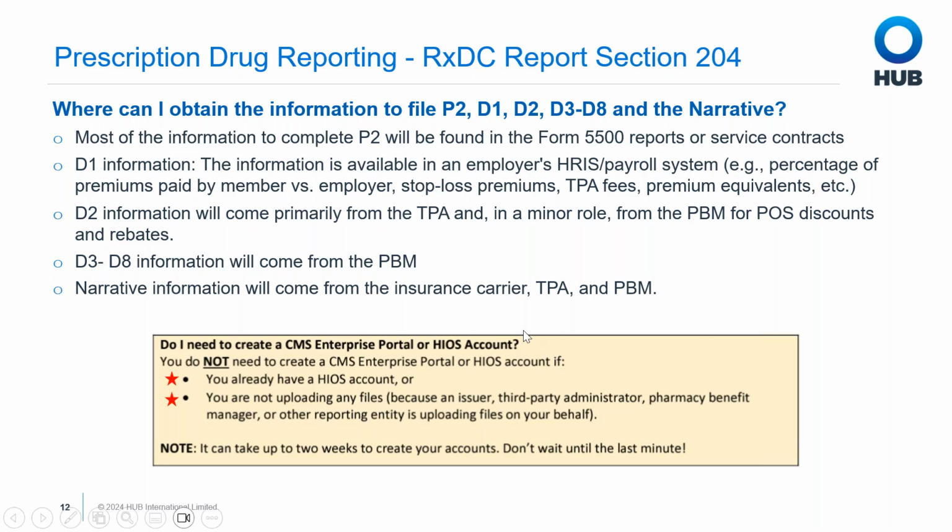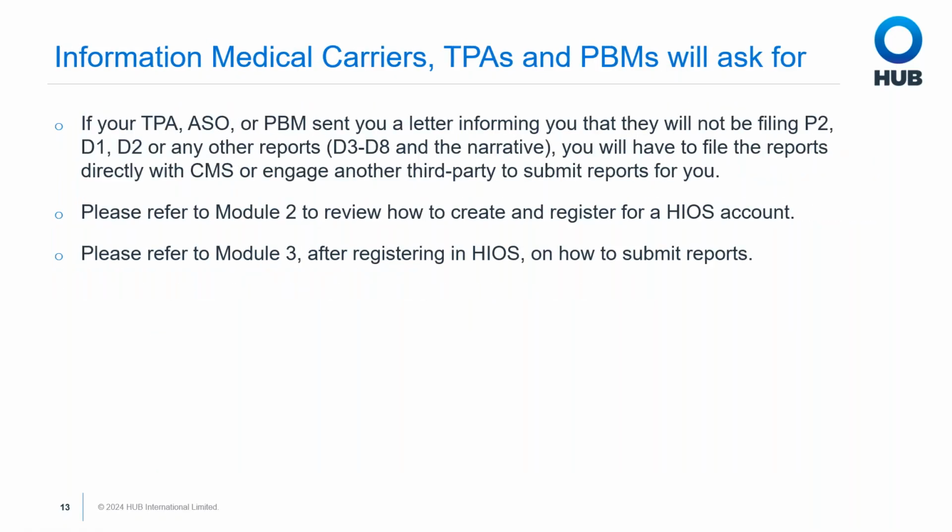Now, if you've determined that you are required to file, please note that it will take up to 2 weeks to get your HIOS registration. So please do not wait until the last minute to obtain your HIOS registration. Or alternatively, you may retain the services of a third-party vendor to assist you with RxDC reporting, in which case you will not be required to file or register with CMS.